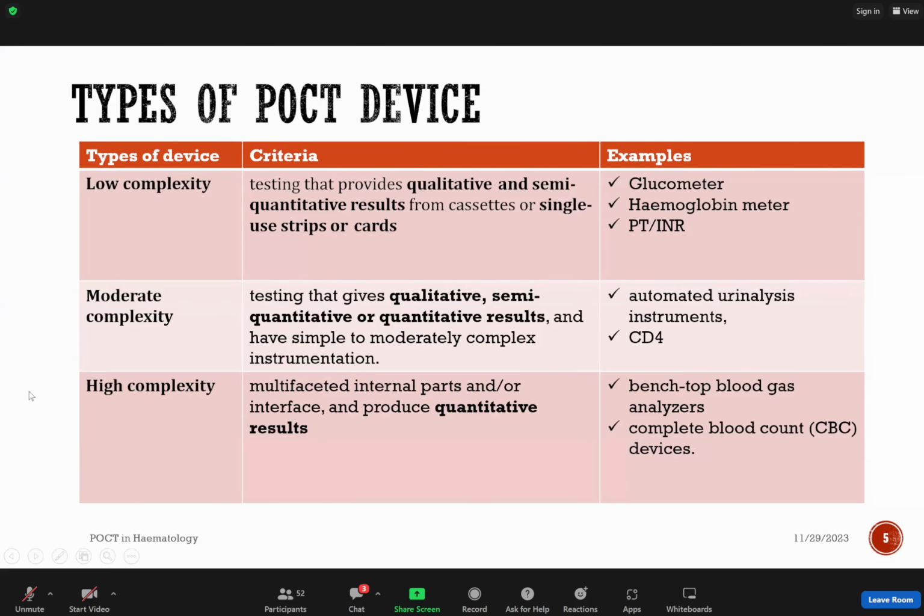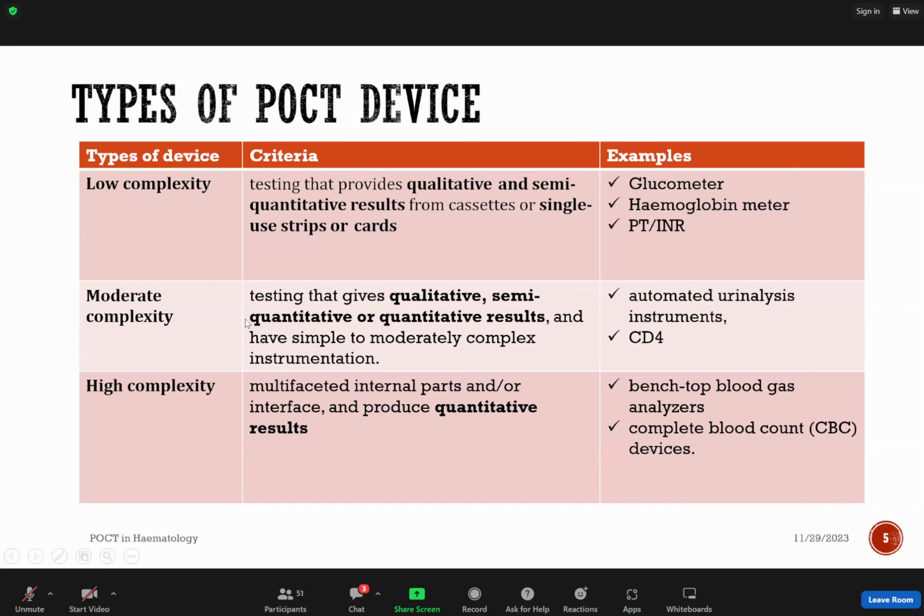Okay, now we move on to types of POCT device. It is classified according to the complexity of the device. We have low complexity, moderate complexity, and high complexity. In these journals, they elaborate the criteria and examples of the device. For low complexity, testing that provides qualitative and semi-quantitative results from cassettes or single-use strips or cups. The examples are glucometer, hemoglobin meter, or PT-INR.